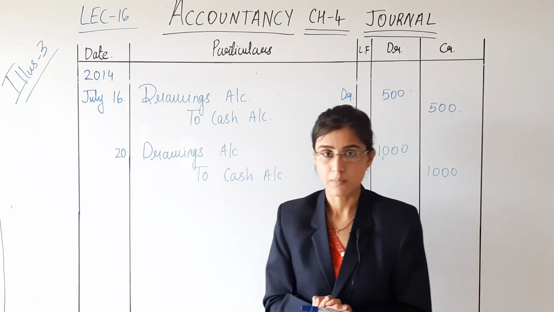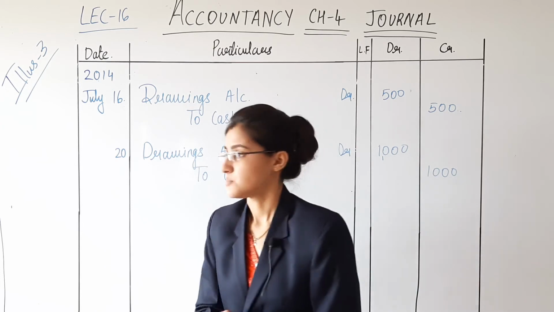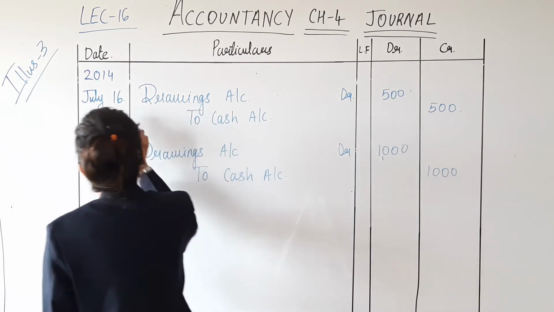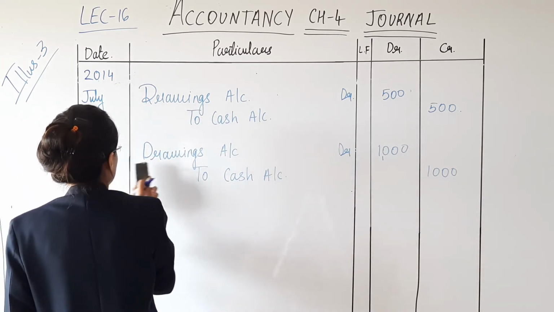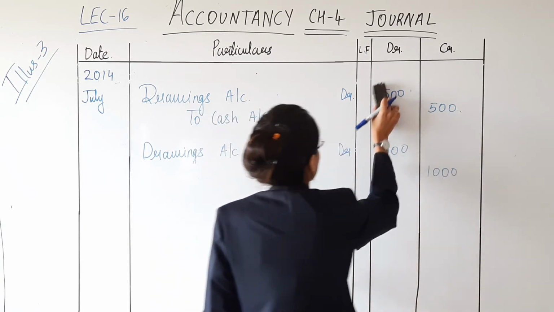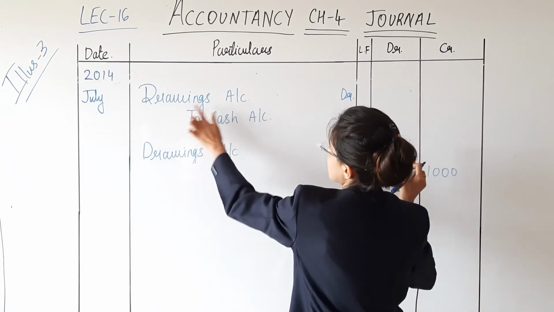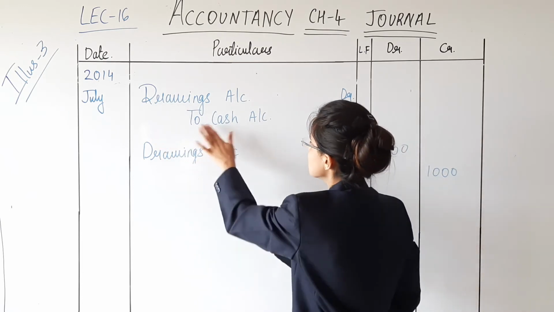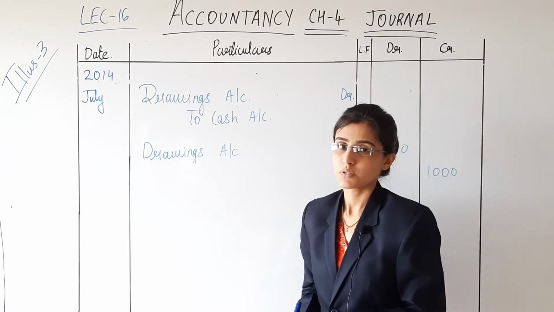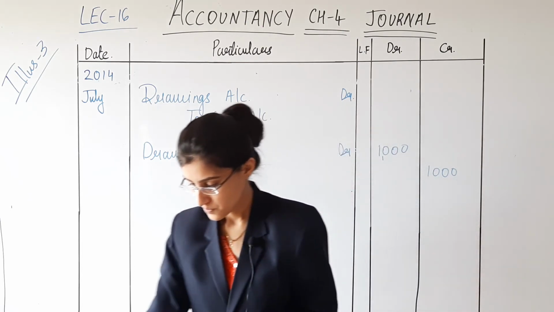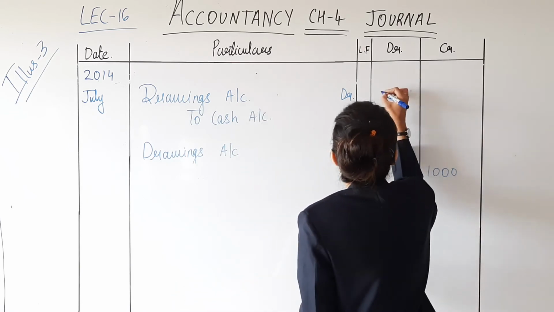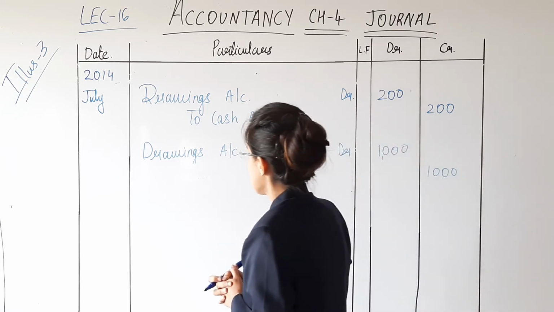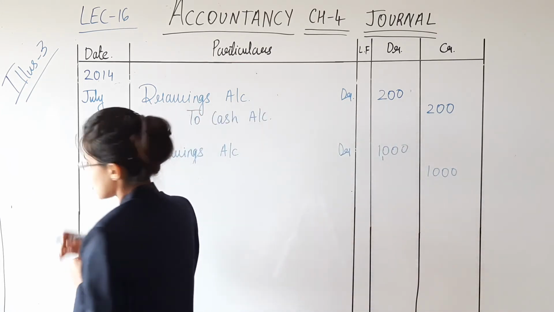So drawings account debit to cash account. Again, the same journal entry on 22nd of July. Drawings account debit, this is for life insurance premium which is personal expense of the owner, to cash account. Why? Because it is paid from business and cash goes out. How much it is? 200. So the journal entry remains same. That's the reason I'm not writing it again. Fine then. This is on 22nd of July.